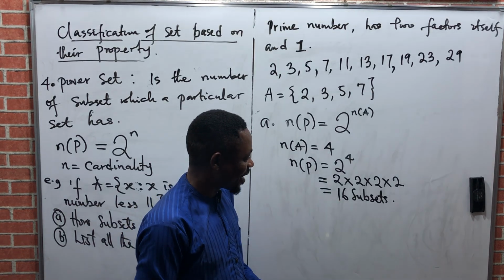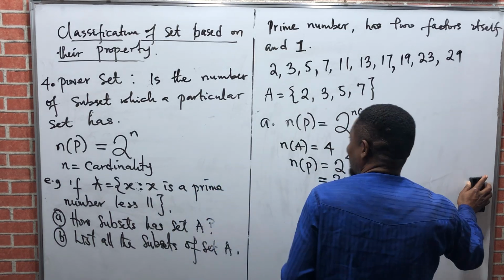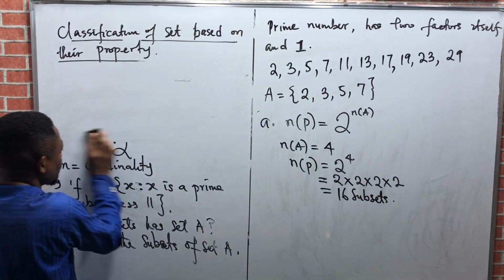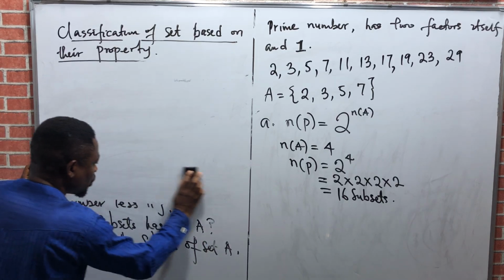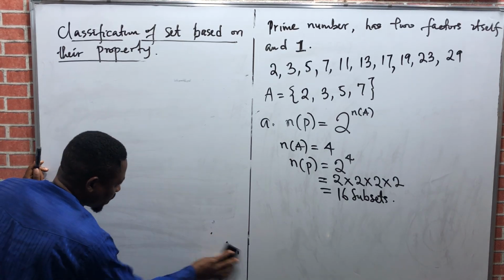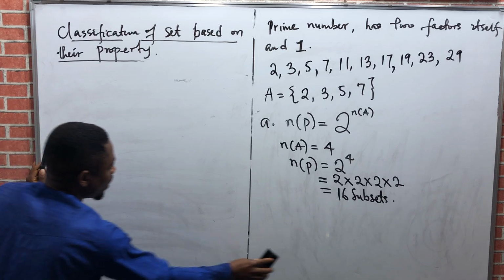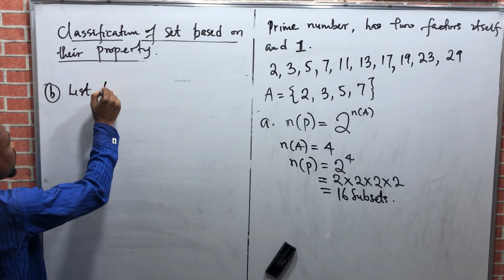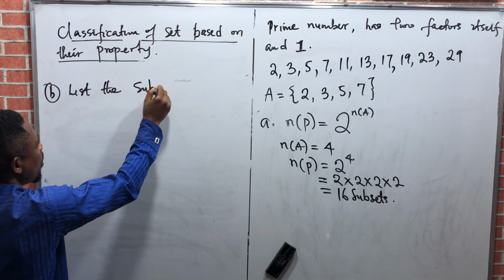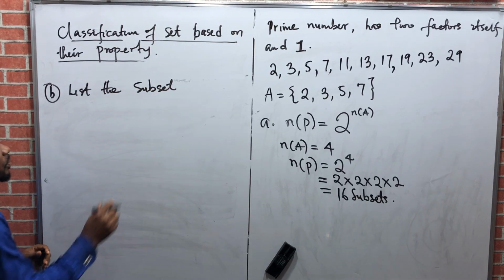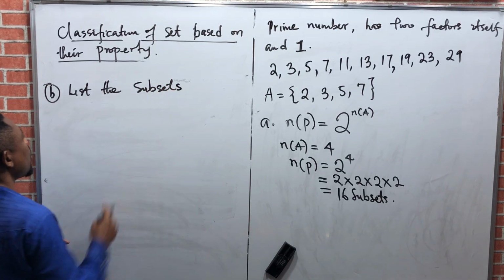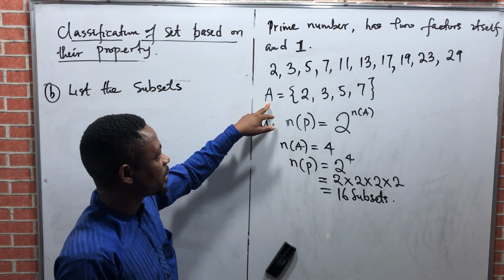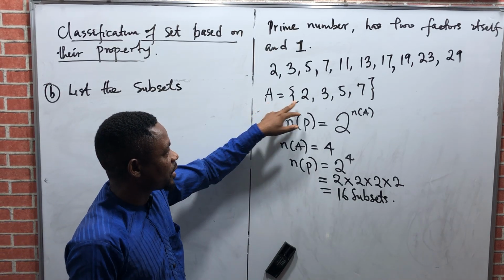All right. Now, can we move to the second question? The second question says we should list all the subsets of set A. Number B, we want to list the subsets. All you need to do is very, very simple. Go back to the elements provided here. You know, the elements are how many?